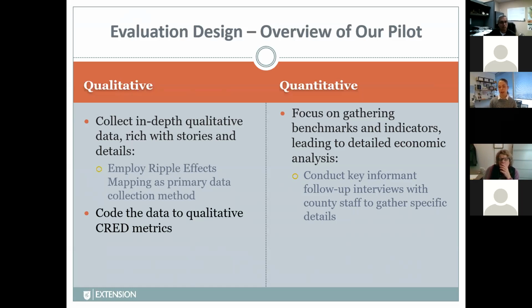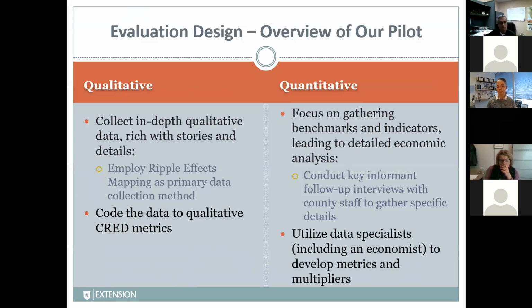But the ripple effects mapping is not used as all in itself, it's used as a step one to then know what are the questions we need to ask following. So we go afterwards then to ask additional information with what are those specific details about the programs that can get us to those dollars that we don't have any other way of getting at.